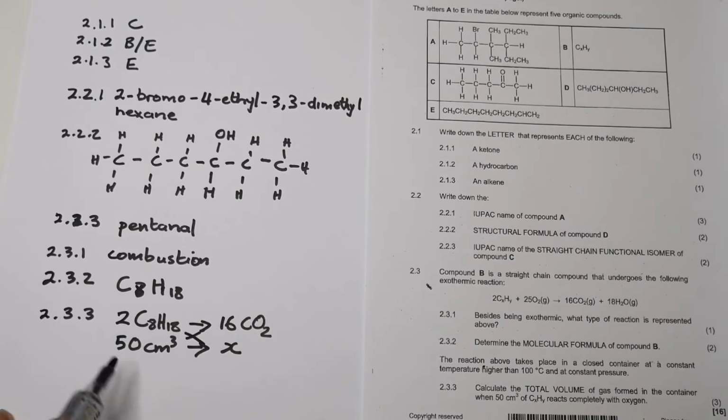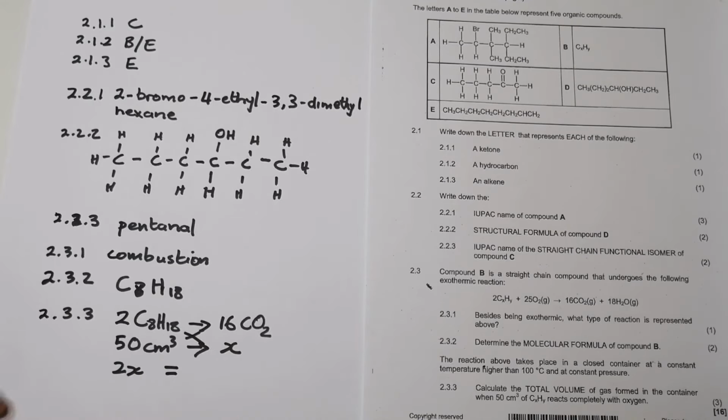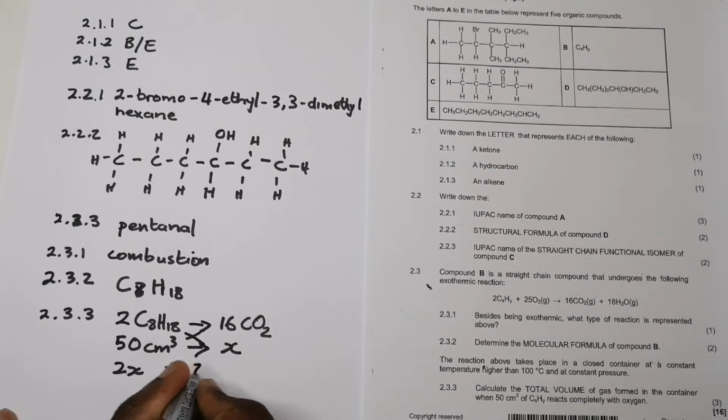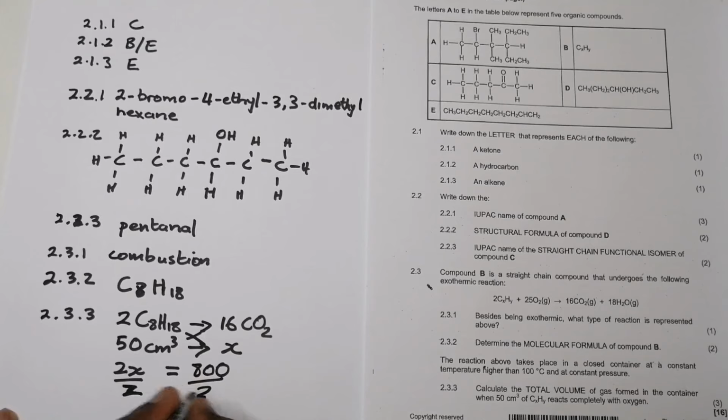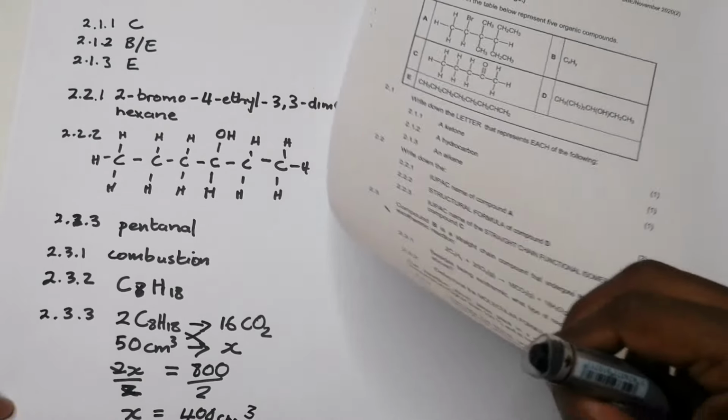So all I do is cross multiply, take the coefficients. 2 multiplied by x will give me 2x, and I'll say that's equal to 50 times 16, which gives me 800. If I divide both sides by 2, the number of moles, or rather the volume of carbon dioxide, would be 400 cubic centimeters. Okay, right. So now let me continue over the other side.